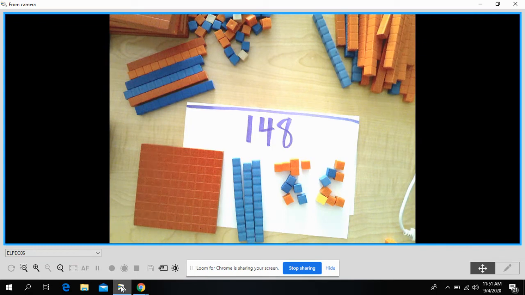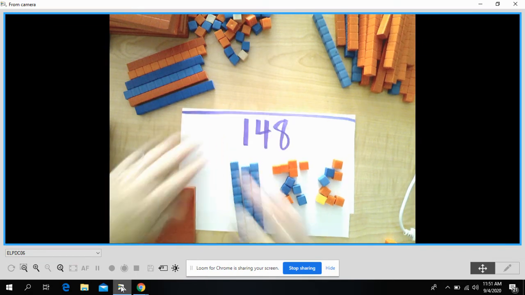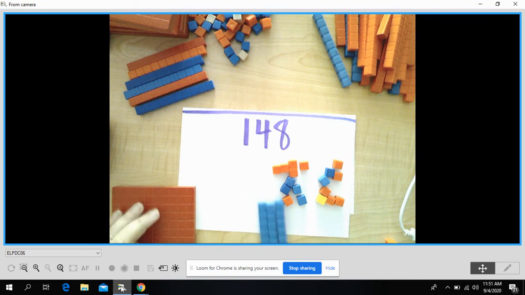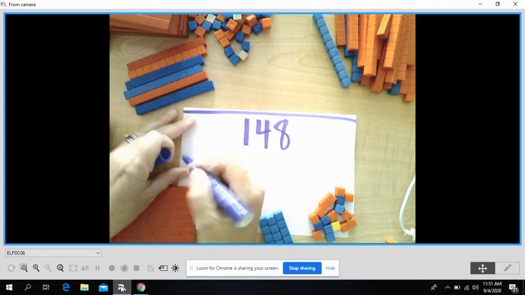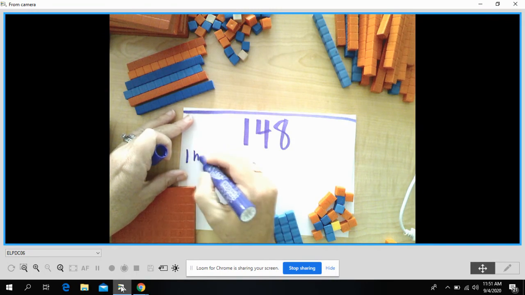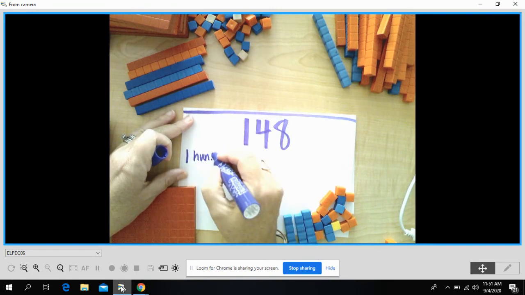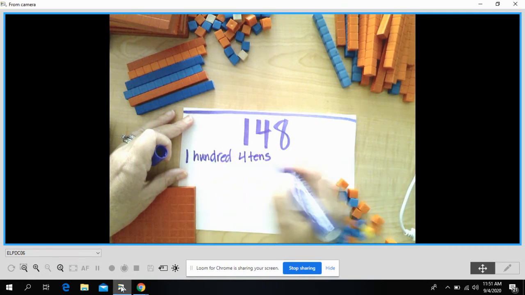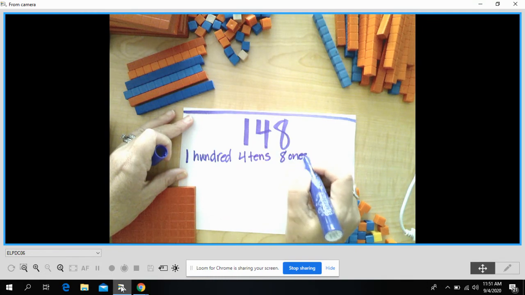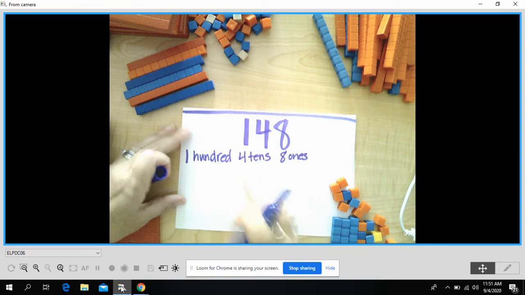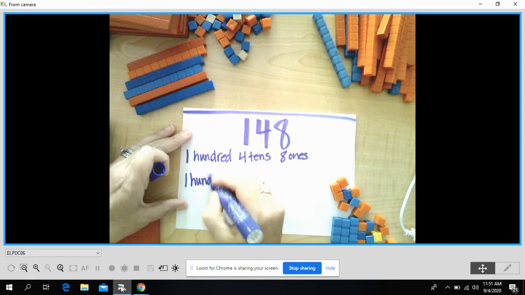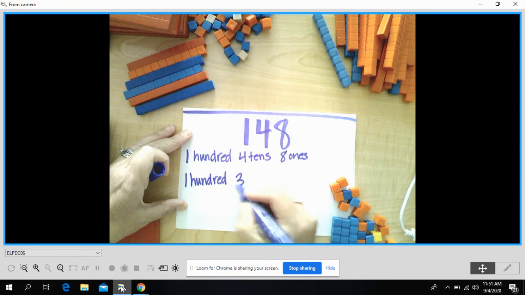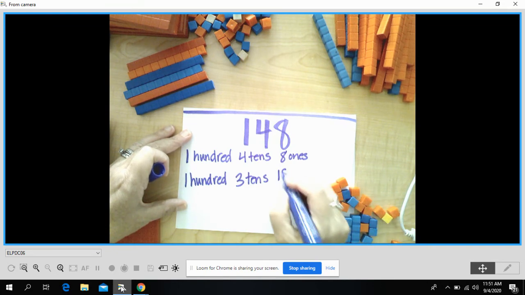Just like last time, let's take a moment to write these down. So the first way that I represented 148 was 100, 4 tens, and 8 ones. Then remember we took a 10 away. We still had our 100. Then we had 3 tens. And then we had, anybody remember? This whole collection right here, 18 ones.